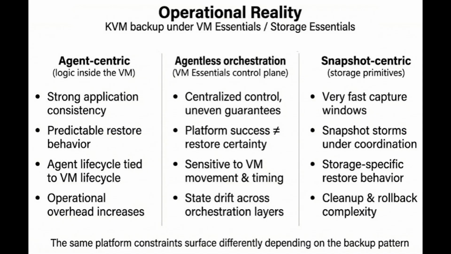Snapshot-centric approaches focus on storage primitives. They offer very fast capture windows and minimal impact on running workloads. But when backups are coordinated at scale, snapshot storms can appear, and restore behavior becomes highly storage-specific. Cleanup and rollback are often more complex than expected. None of these patterns is inherently wrong. They all operate under the same platform constraints. What changes is how and when those constraints become visible.